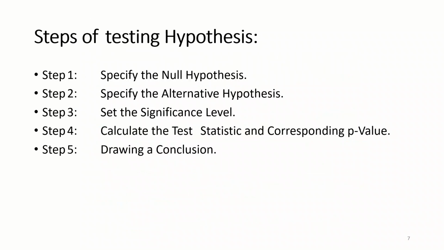Just some basic hypothesis testing, to make your life easier, I thought to put it in steps. The first step is to specify the null hypothesis, then the alternative hypothesis, then set the significance level. Mostly it will be in the question, or you have to set it on your own depending on the conditions. Then you calculate the test statistic, which will mostly be either a z-test or a t-test, and the corresponding p-value, and then draw a conclusion. This will be the last step. This is the step I usually follow, a kind of standard test. So just giving it in brief.